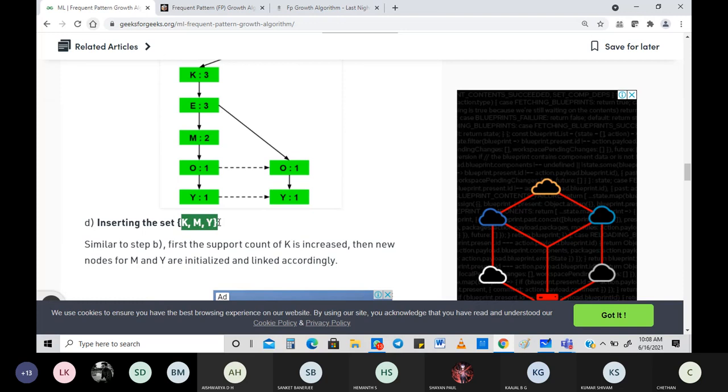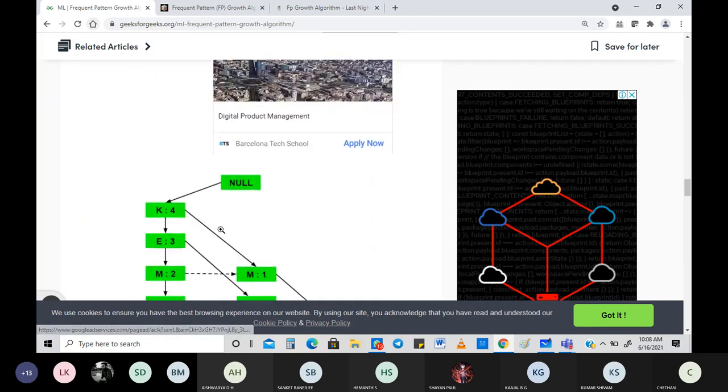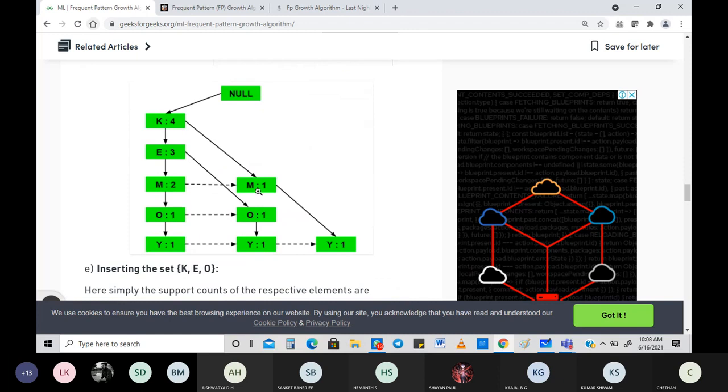Okay, this is a very, very important part. Once I do that, this is what you get. From M, see, I'm putting it right there. And from Y also, I'm putting an extra node.